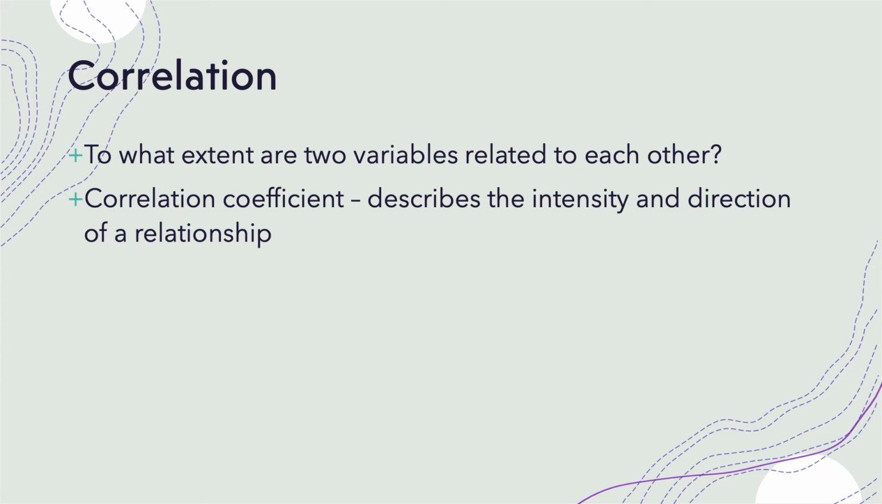Now there are two other things to think about. Pearson's r, this is the most widely used and is composed of continuous data. And Spearman's rho, which is used for correlations between variables measured on an ordinal scale.